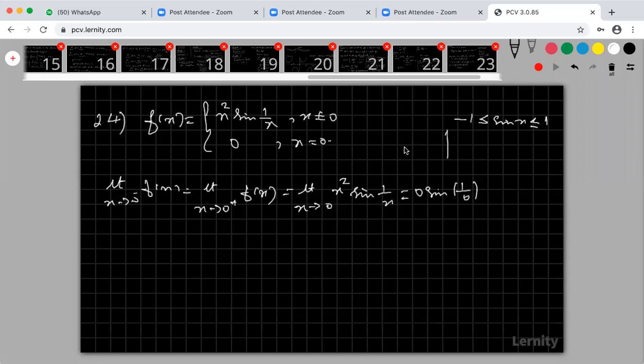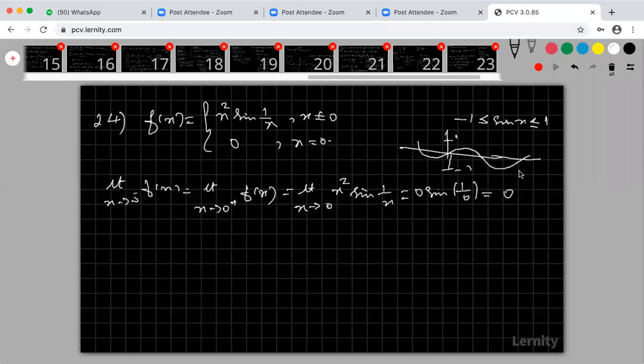You know the curve of the sine function? This is a sine function. Look at the range of the function. The value of the function lies between minus 1 to plus 1 only. If you take any other very large value, you will get a value between minus 1 to plus 1 only. But into 0, what is the answer? It is 0 only.